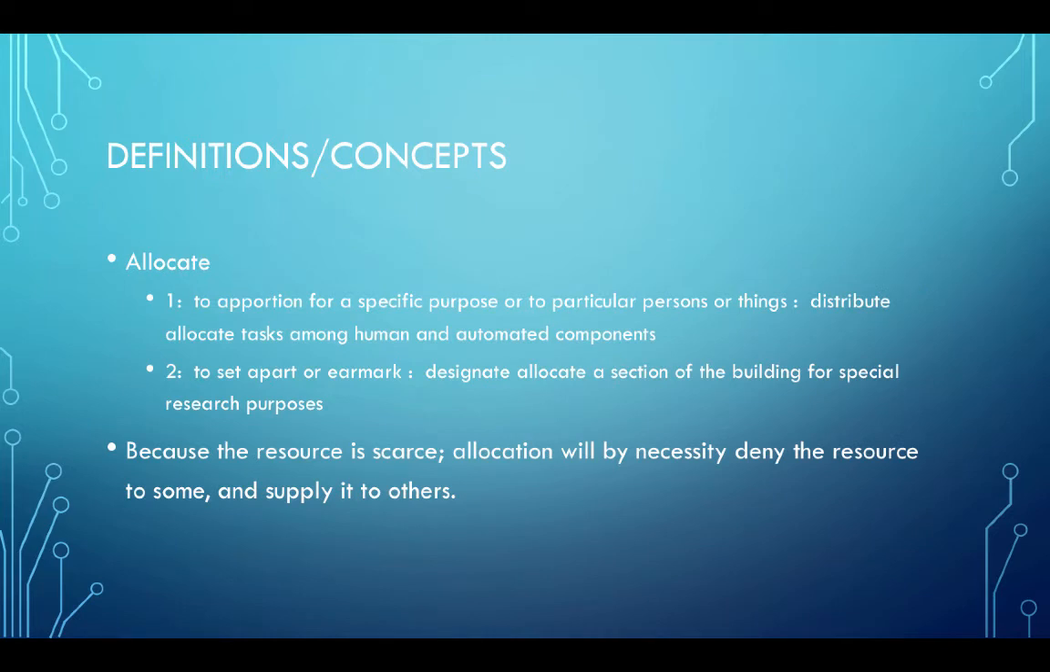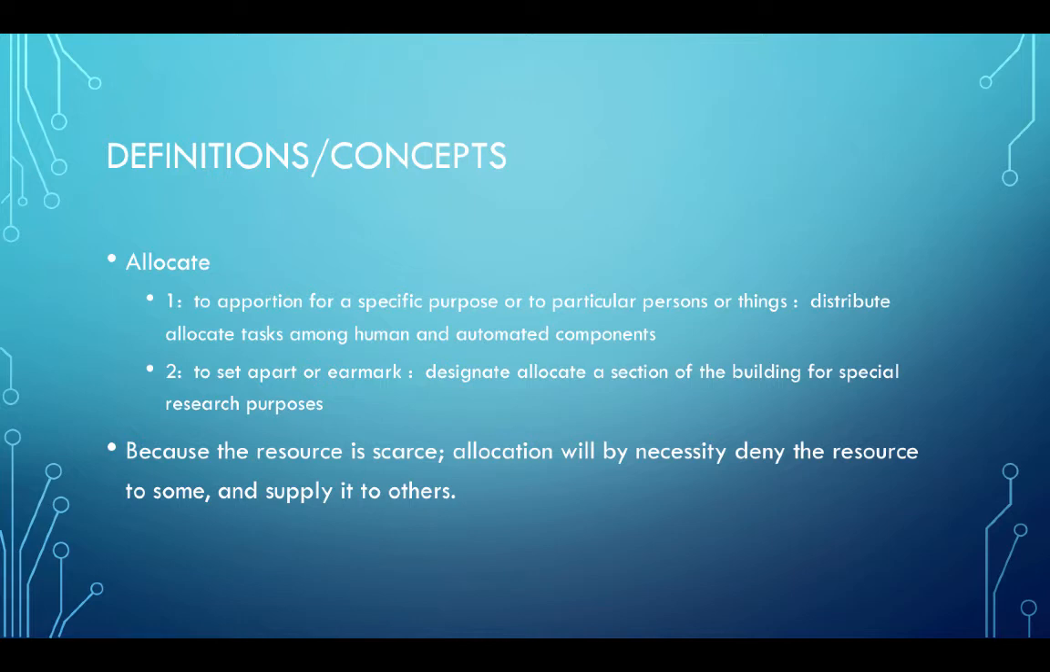The word allocate means, one, to apportion for a specific purpose or to particular persons or things, distribute or allocate tasks among human and automated components. So that's one definition of allocation. It actually has two parts to it. The second one I found when I looked up on the electronic library known as the Internet is to set apart or earmark, to designate or allocate a section of the building for special research purposes. So both definitions are in use in our common daily experience.